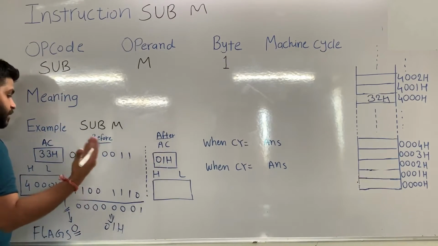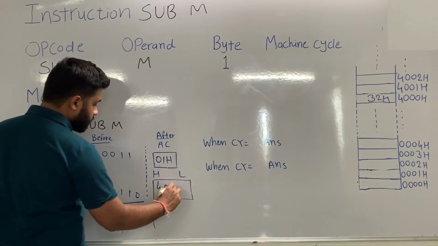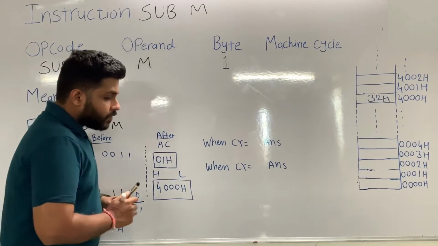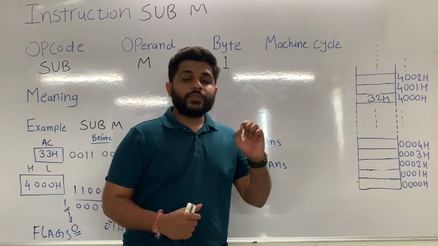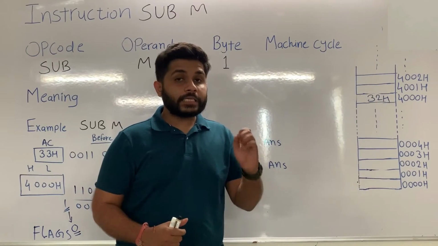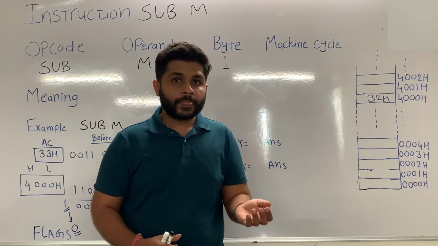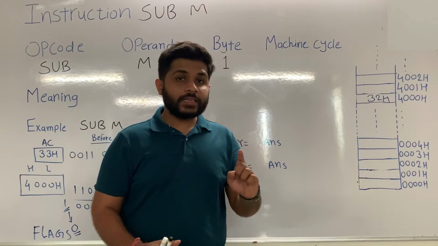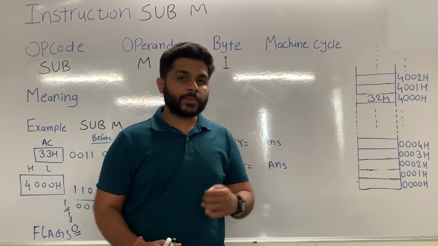What will be the content of the HL pair? After the execution, the content of the HL pair will remain unchanged, that is 4000H. Now, after the subtract instruction, if we are getting 0 in the carry, it means the answer is positive and it is in original form. If we are getting 1 in the carry, it means the answer is negative and it is in 2's complement form.